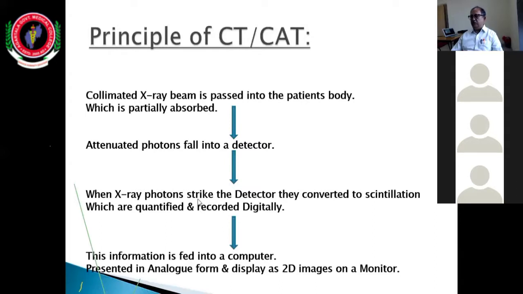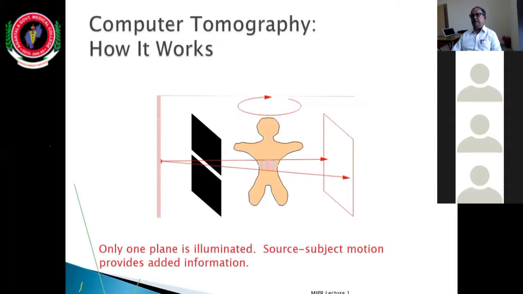When the X-ray photon strikes the detector, there is a scintillation, which is quantified and recorded digitally from the detector to the CPU, which processes the scintillation signals. These are represented in analog form and displayed as 2D images on the monitor. This is the basic principle of the CT scan.